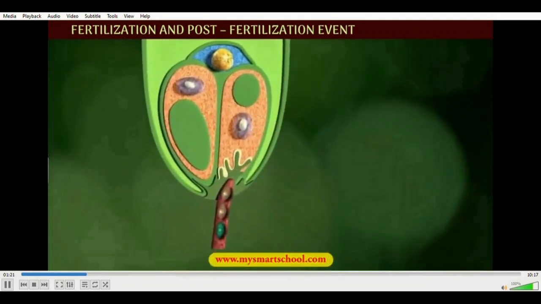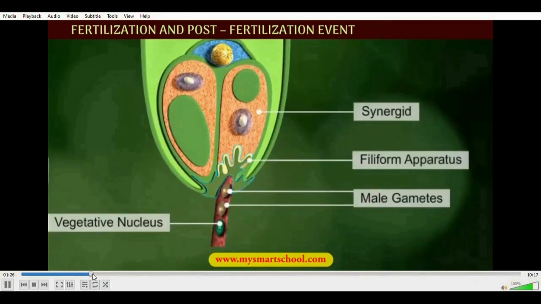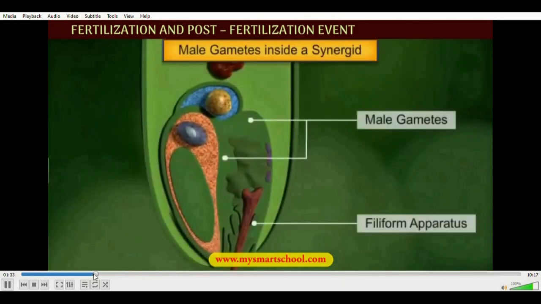The pollen tube now enters one of the synergids through the filiform apparatus, during which it ruptures and releases the male gametes into the synergid's cytoplasm.